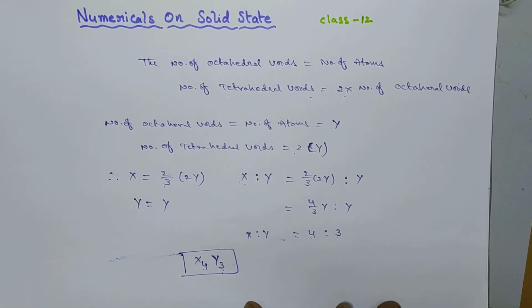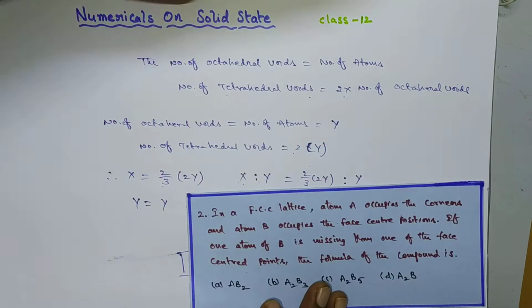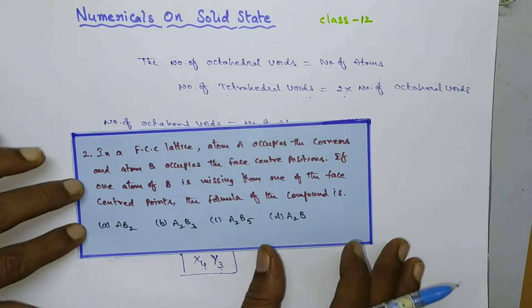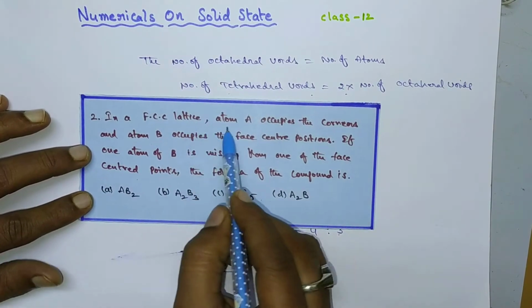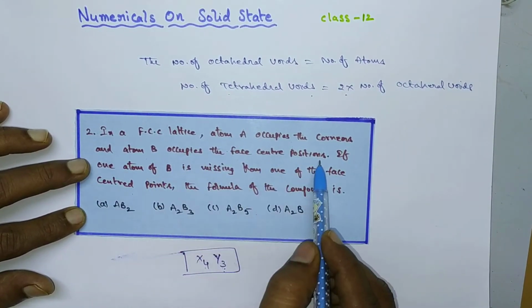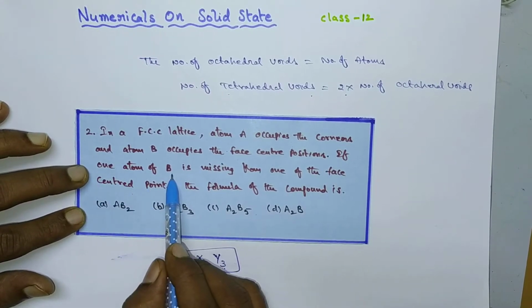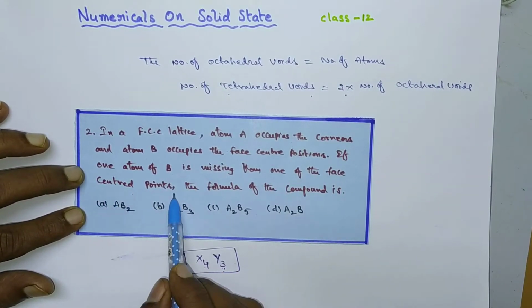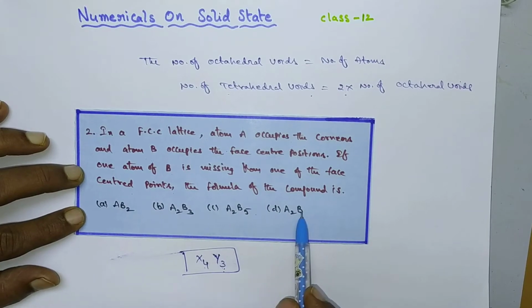Let us solve the next question. In a face-centered cubic lattice, the atoms of A occupy the corners and B occupies the face-centered positions. If one of the B is missing from one face-centered point, the formula of the compound is.